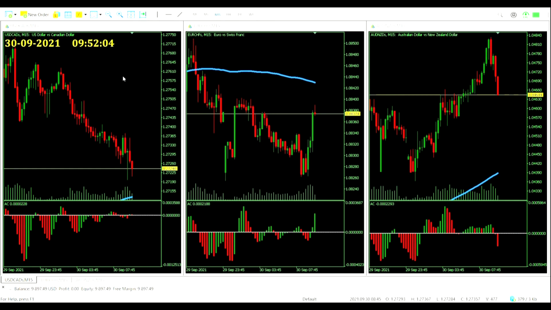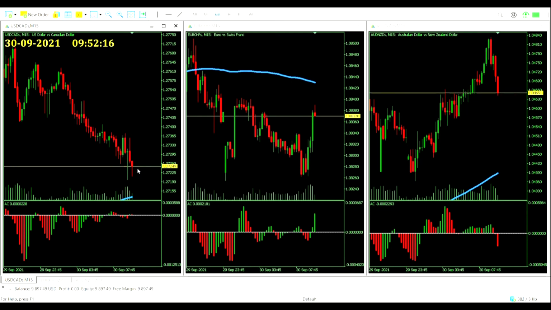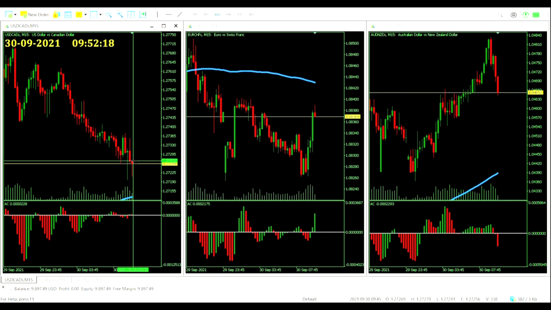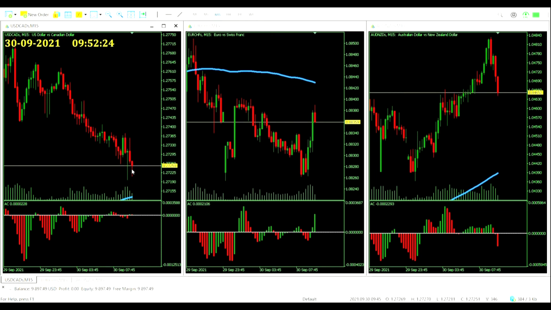8 minutes before 10 o'clock here, and we are back for the third and final session. What's happening on these charts? Over on the left, US dollar, Canadian dollar, price is above the moving average. We've just seen it cross on the accelerator oscillator above. Looks like we would have been in a buy trade around about here that would currently be moving a bit against us. We'll see how that one ends up.